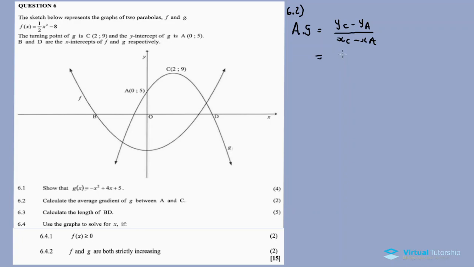So y C is 9 minus y A 5, divided by x C 2, x A 0. So 9 minus 5 is 4, divided by 2. The answer is equal to 2. So this is our answer. 6.3. Calculate the length BD.